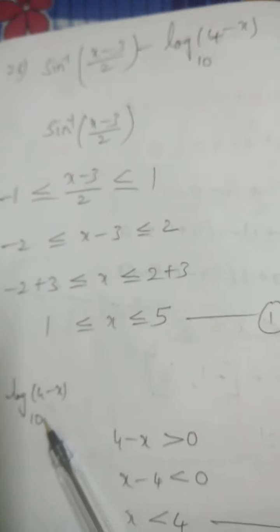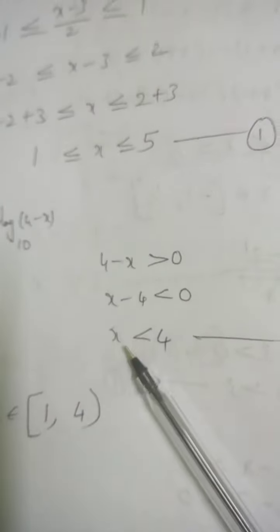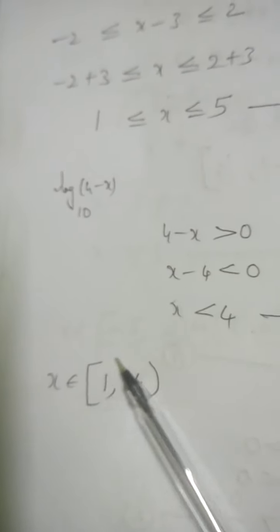Next log 4 minus x we will consider. 4 minus x is greater than 0. That means x minus 4 is less than 0, x is less than 4, equation 2. So if we consider this 1 and 2, it starts from 1 and it is less than 4. So here closed interval, this is open interval.